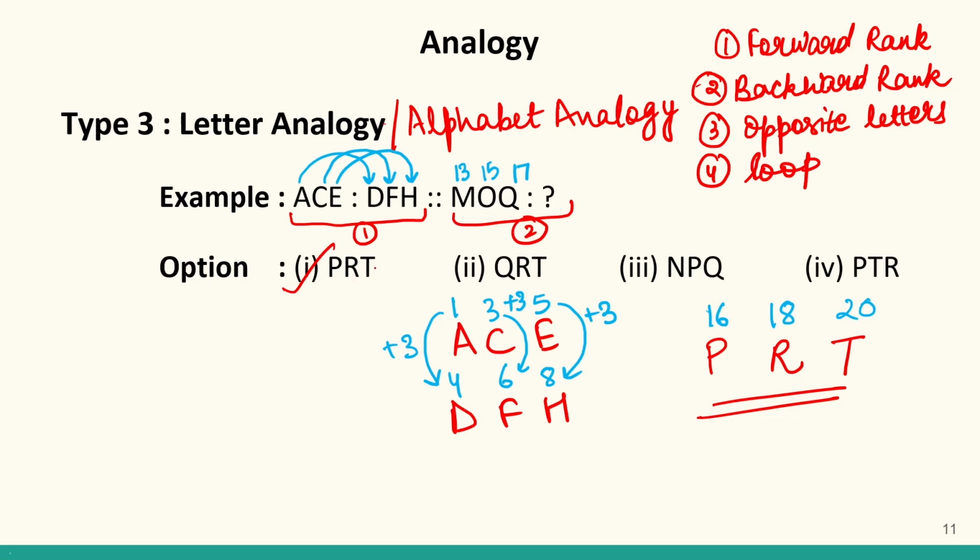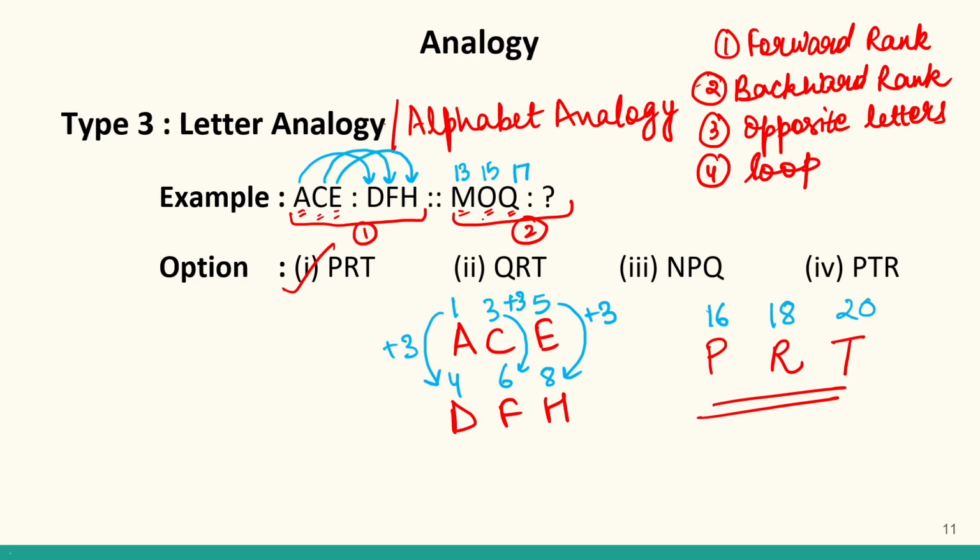So whenever you get questions of letter analogy or alphabet analogy, in those types of questions, you basically have to identify the relationship of the first pair by treating each letter individually, and then you have to apply the same logic to the second pair by treating each letter individually.